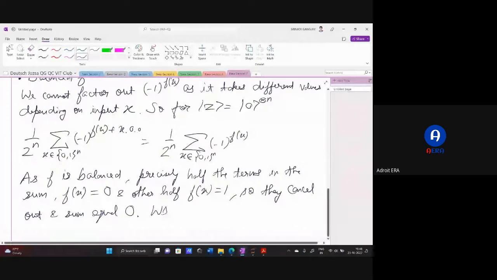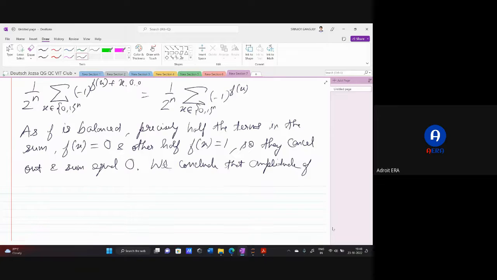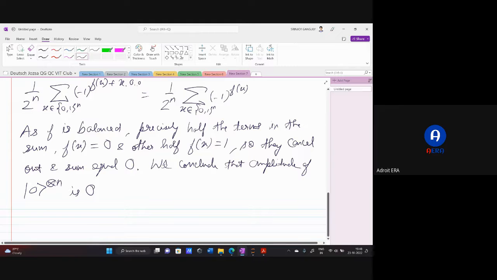Therefore, we can conclude that the amplitude of ket 0 tensored n is 0. So remember, the amplitude of ket 0 tensor n is 0. That means ket 0 tensor n, this bit string, has the minimal occurrence. That means the minimum probability of occurrence, which is what? 0 occurrence. Therefore some other state can appear, right?